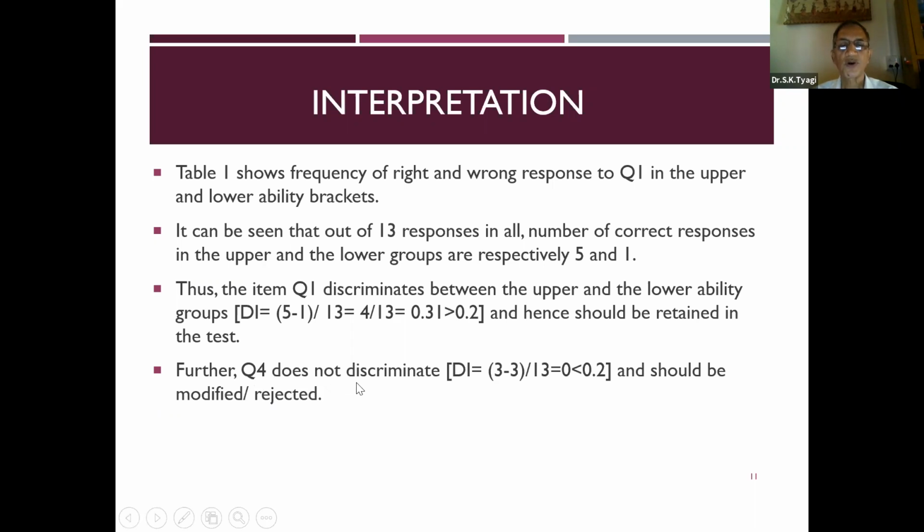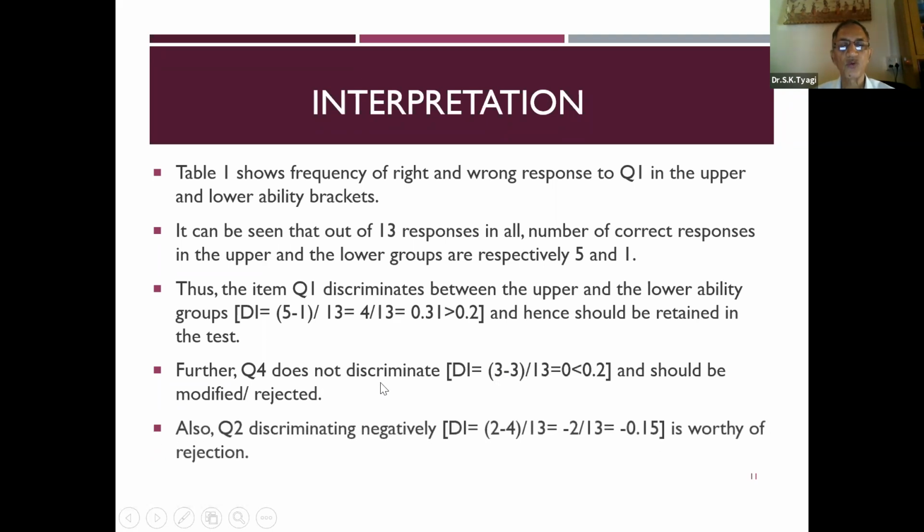Further, question number 4 does not discriminate. Discrimination index is 3 minus 3 divided by 13. SPSS helps you to reach this figure: right responses in the upper group, right responses in the lower group. Then you simply take one step further and find the difference divided by the total number of students in either group. Now this is 0. So therefore this should be either modified or rejected.